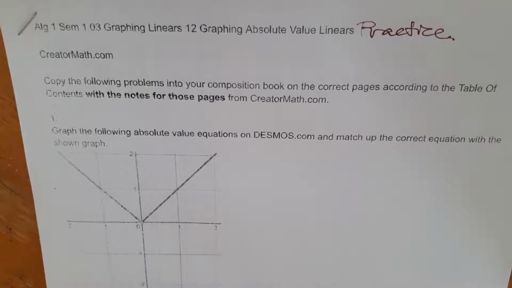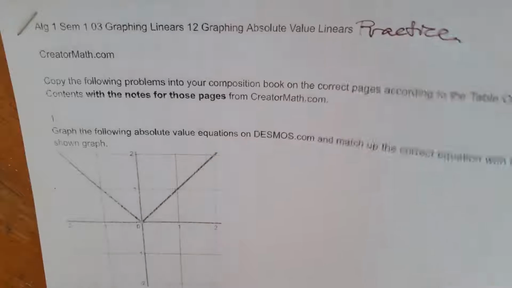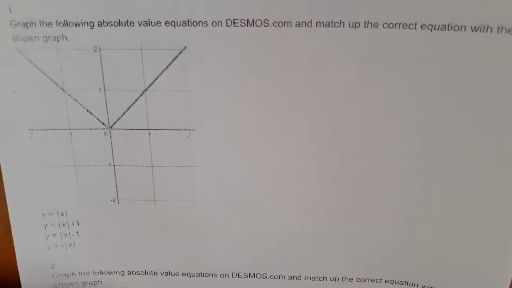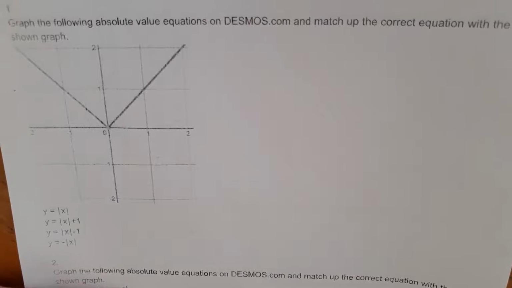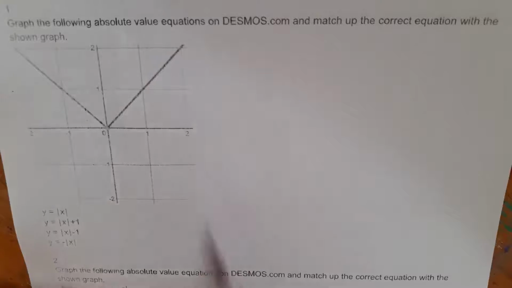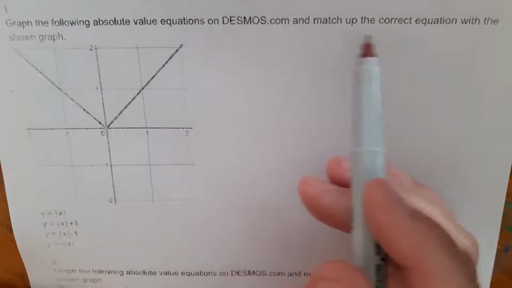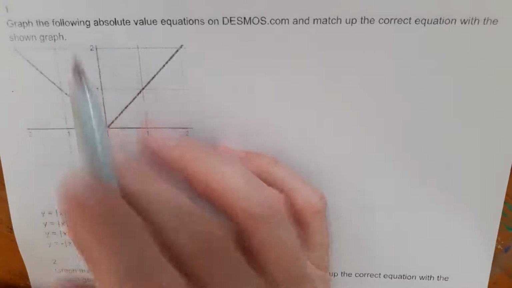This is a little bit more advanced where we're actually graphing absolute value equations. All right. So with that, let's look at the first problem and see what we have here. If I can fit everything in, it says graph the following absolute value equations on Desmos.com and match up the correct equation with the shown graph.